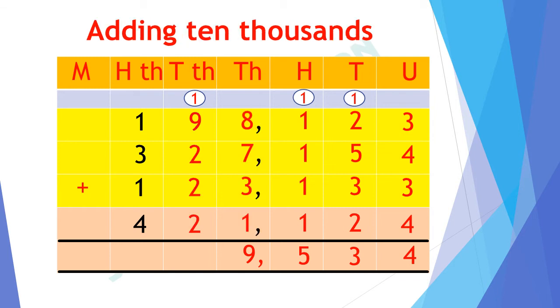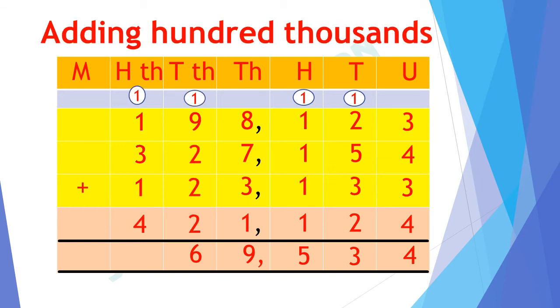Now we will add 10,000s column. In 1 we will add 9 and we get 10. In 10 if we add 2 we get 12. In 12 if we add 2 we get 14. In 14 we will add 2 and we get 16. We will write 6 in 10,000s column and we will carry forward 1 to 100,000s.